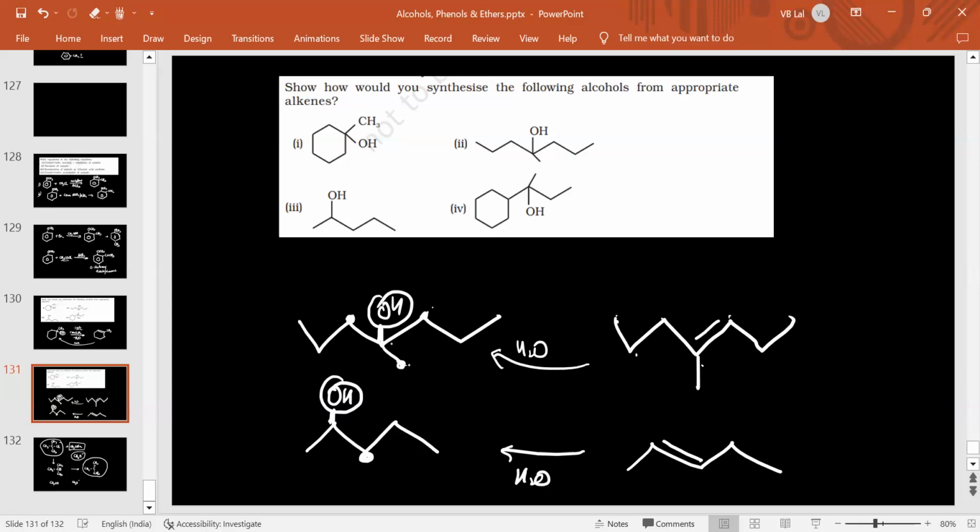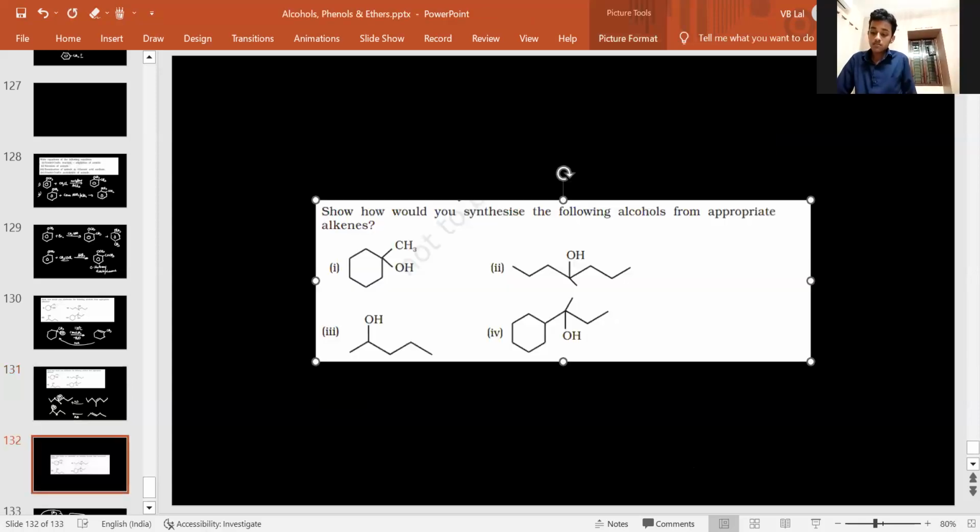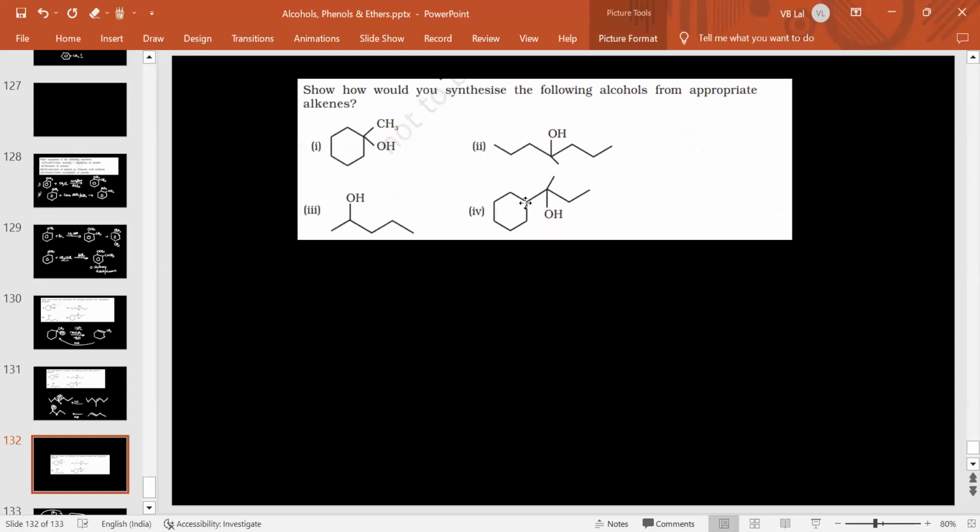Okay, so you should know how to remove water. You should also know how to add water. So you should be able to do left and right, and you should be able to be sure that your answer is right. Now the next one, the fourth one. How will I do the fourth one?